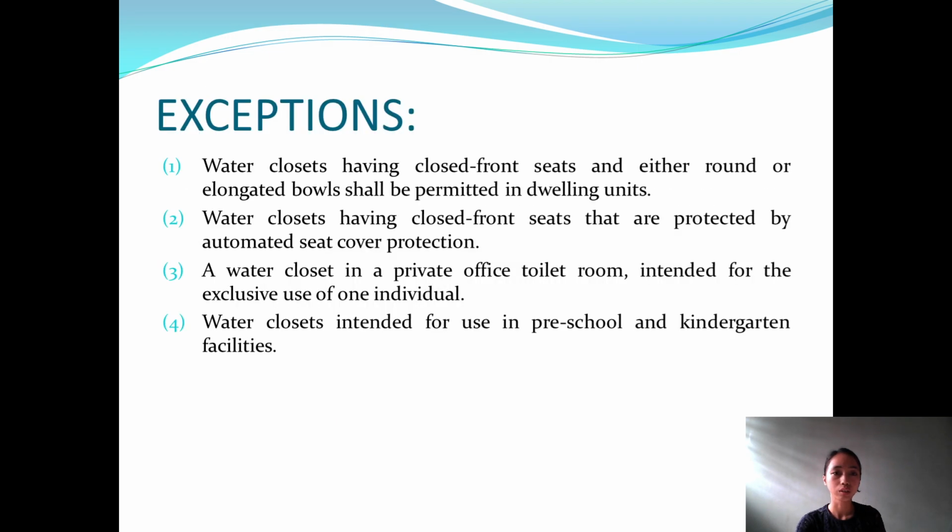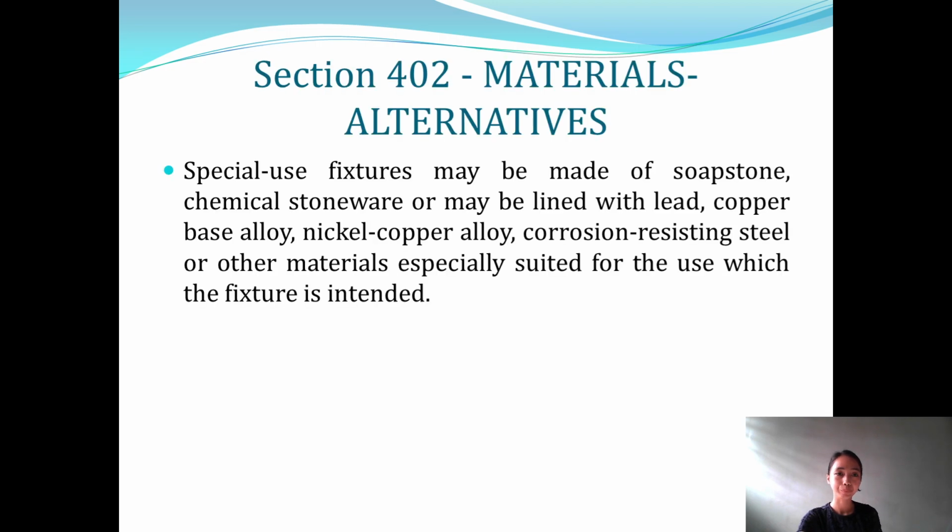Exceptions for the water closets. Water closets having closed front seats and either round or elongated bowls shall be permitted in dwelling units. Next is water closets having closed front seats that are protected by automated seat cover protection. Next is a water closet in a private office toilet room intended for the exclusive use of one individual. Water closets intended for use in preschool and kindergarten facilities.